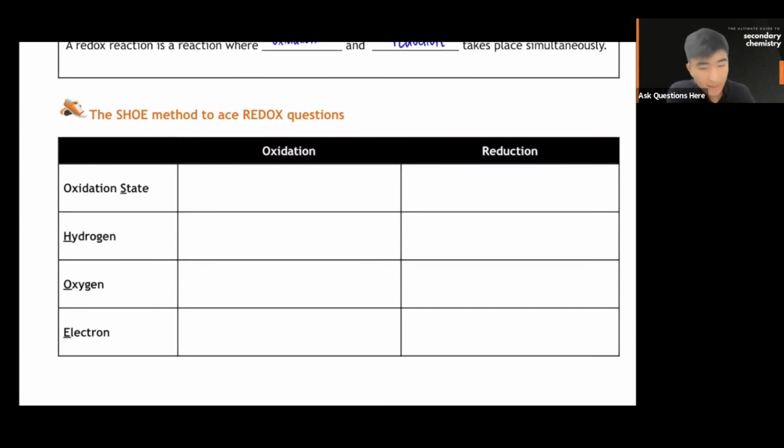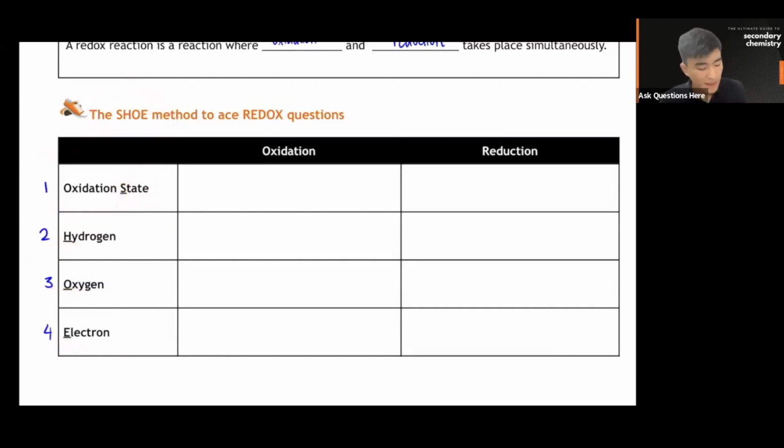This is actually listed in the priority of which one I use, 1, 2, 3, 4. In every situation, I will try to use oxidation state to answer first, followed by hydrogen, oxygen, and electron. Oxidation state is my best friend. I will always use oxidation state to answer first. Why is it called the shoe method? Because it's state, hydrogen, oxygen, electron, easy for you to memorize as well.